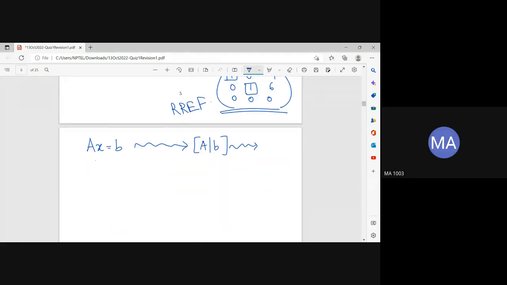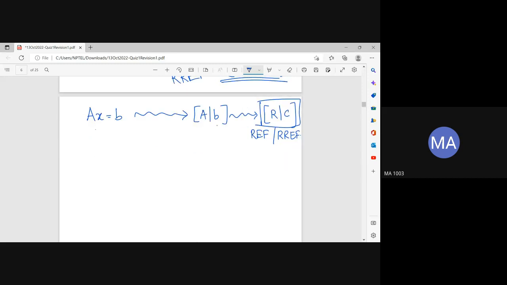Okay, so you will write down the augmented matrix when you want to solve a system of linear equations. Then we can convert it to reduced row echelon form or row echelon form by applying some elementary row operations on the augmented matrix, converting it into REF or RREF, and then solve this system. Whatever the solution to this system is, that is the solution to the original system.